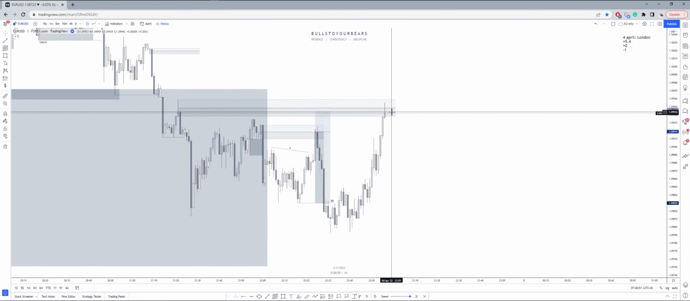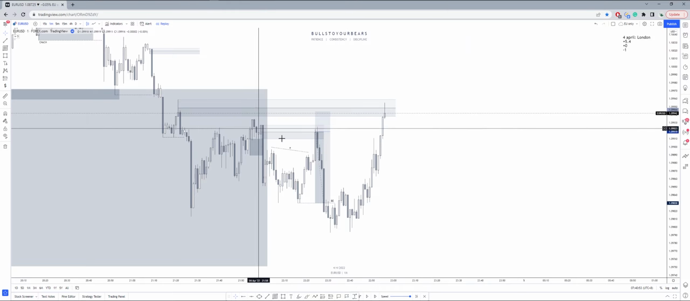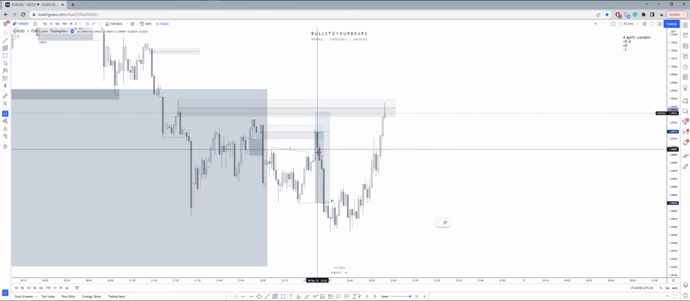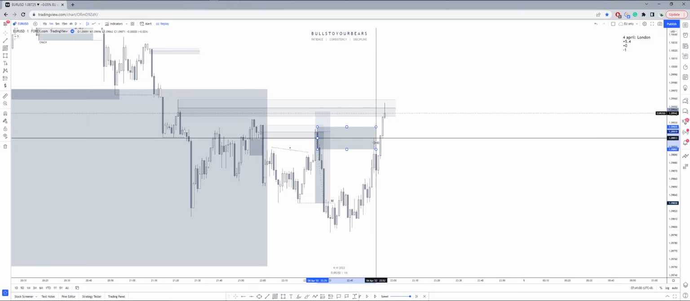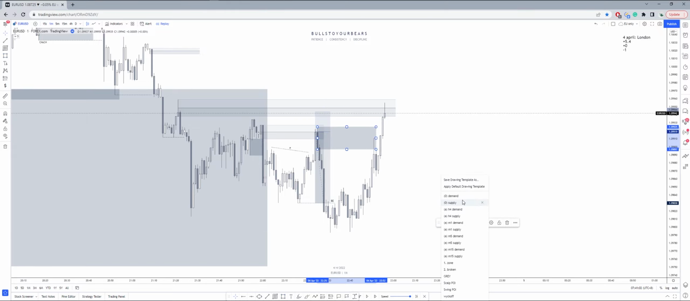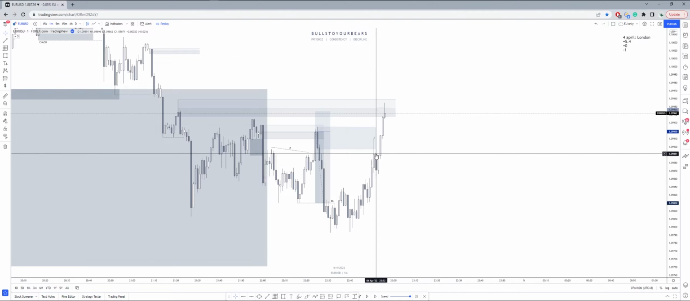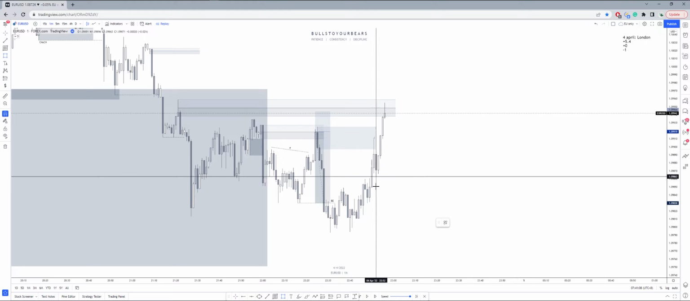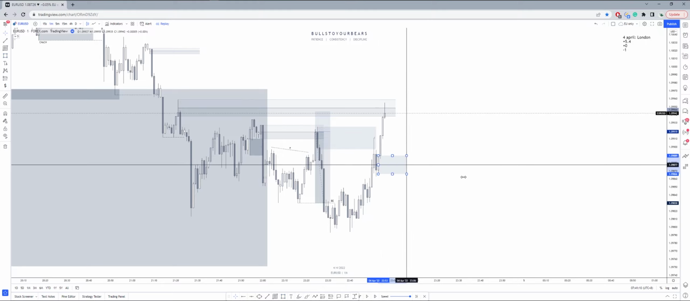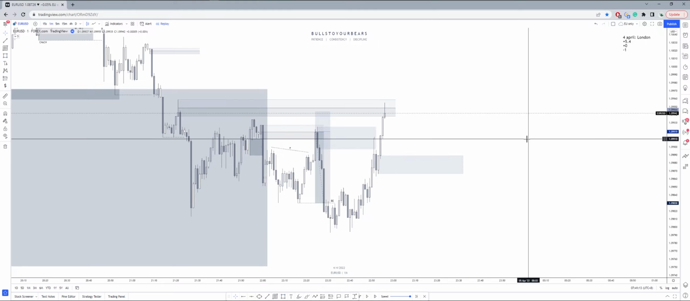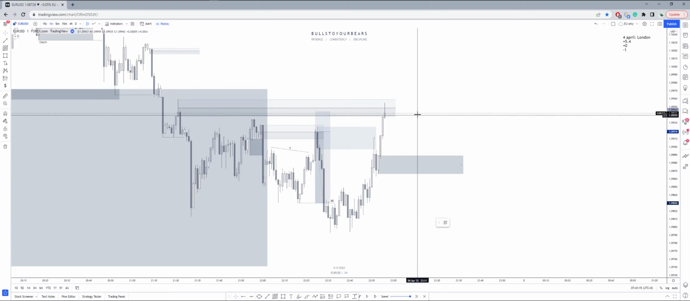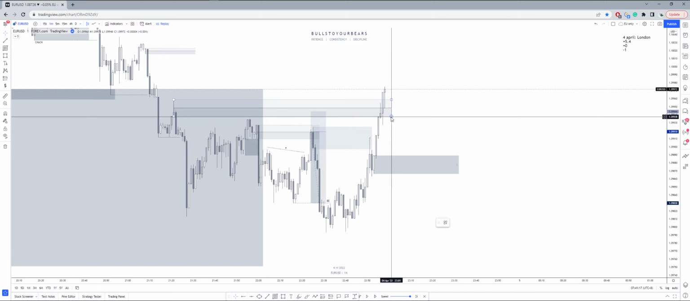Anyways, tag into here. Honestly, if this supply fails, I'm not interested in looking for shorts anymore, because now who's in control? Ask yourself, who's in control? Demand is in control. From where? From here. Demand is in control from here. Tag into supply. I want to see something like that.